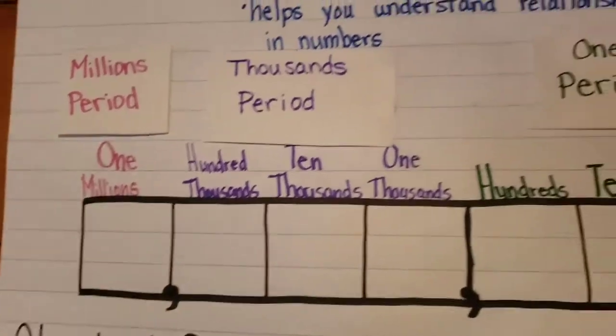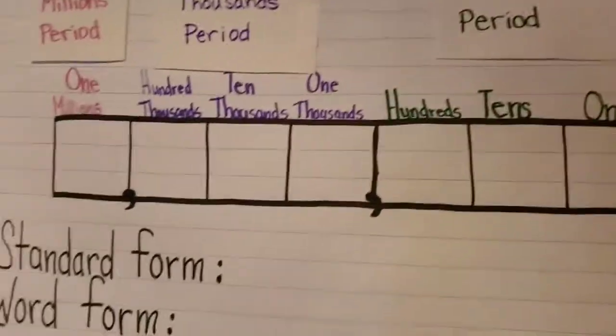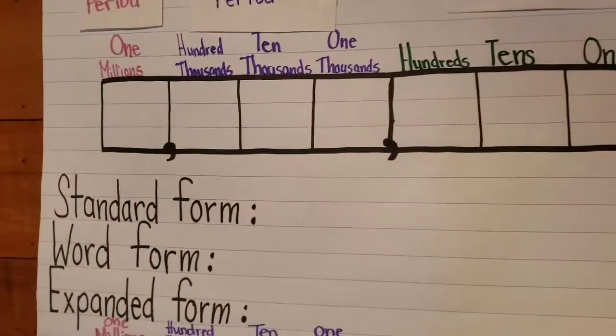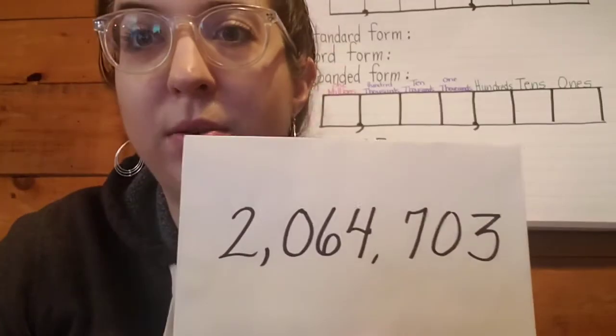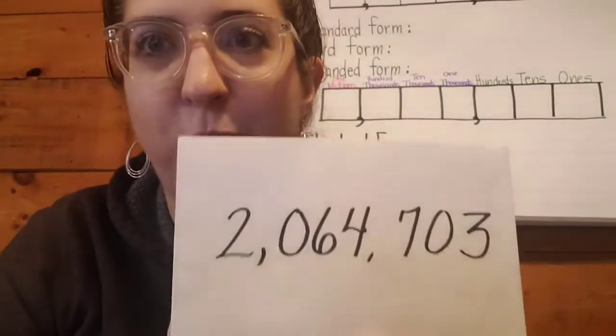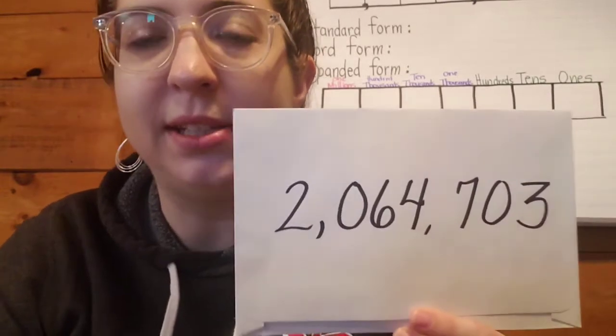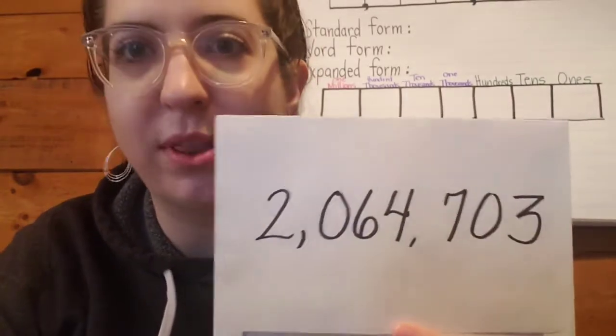So we're going to use this place value chart to help us practice writing numbers in standard form, in word form, and expanded form. So say you got a number like this. It has a lot of digits in it, and when you look at it, you're like, whoa, that's a big number. But you can use place value to help you read it, and to help you say it, and to help you work with this number.